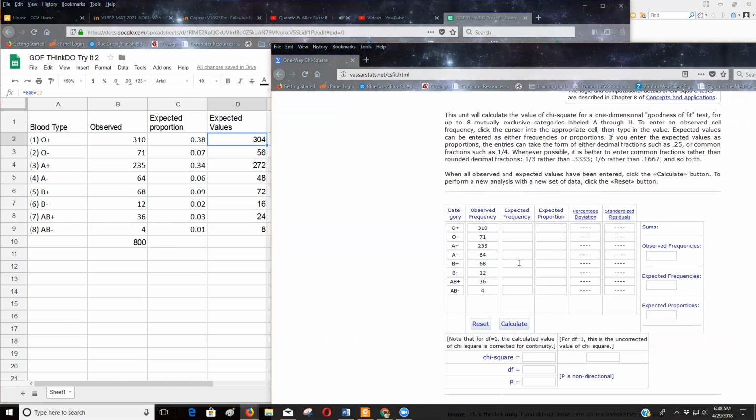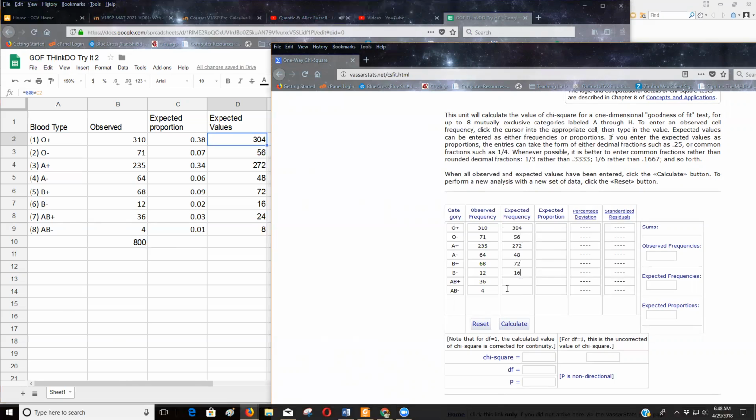One nice thing about this calculator, I think you can just type in the expected proportions, and it'll automatically calculate it for you. But since I've already done those expected values, I'm going to type in 304 and 56 and 272 and 48. Most calculators want you to type in the expected values. They won't do the calculation for you.